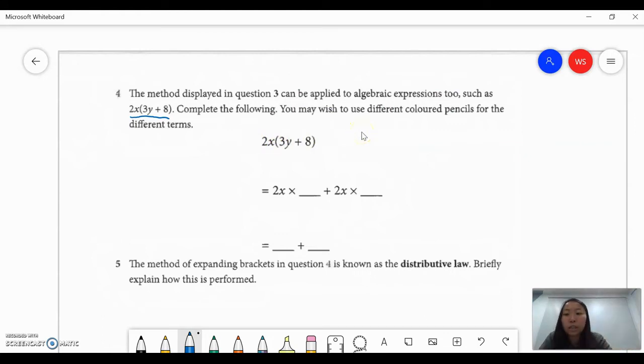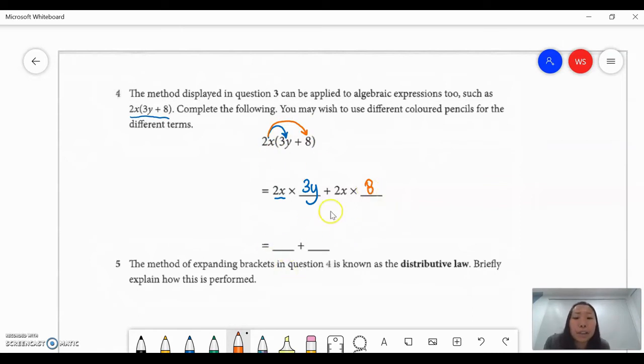So first taking 2x times 3y. So you have 2x here times 3y. And then after that, there's another term still. So 2x times positive 8 here. So you take the sign that's in front of the number there. So that is 8, because 2x, that's here, 2x times 8. So this is what we mean by distributive law. It's sort of like distributing itself across the different terms of the brackets.